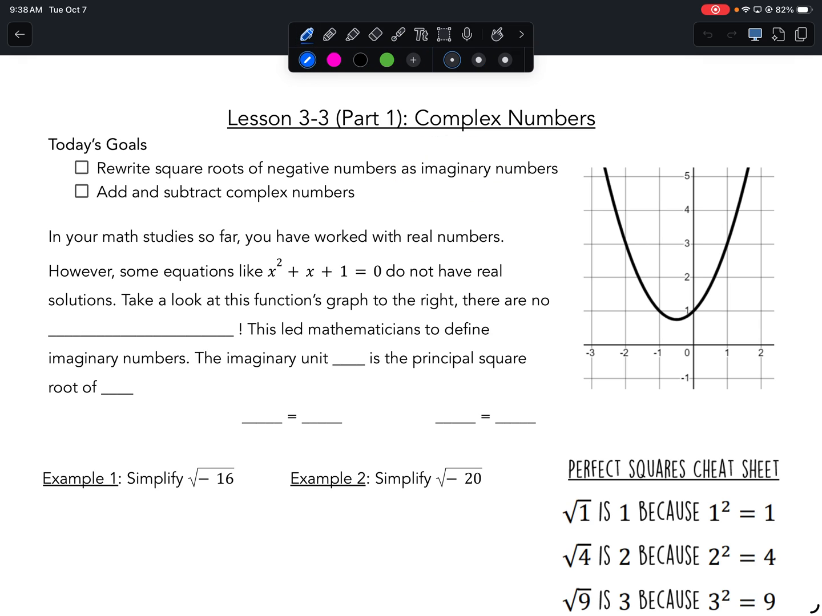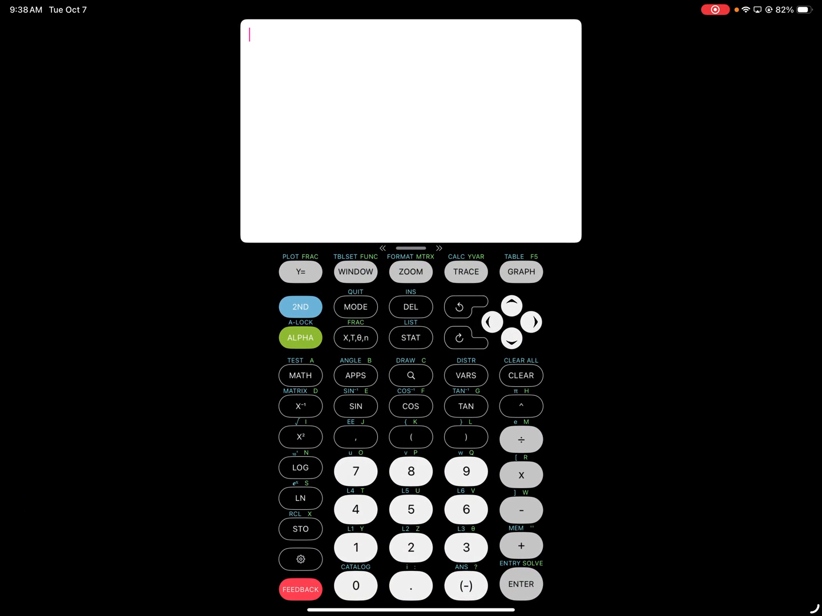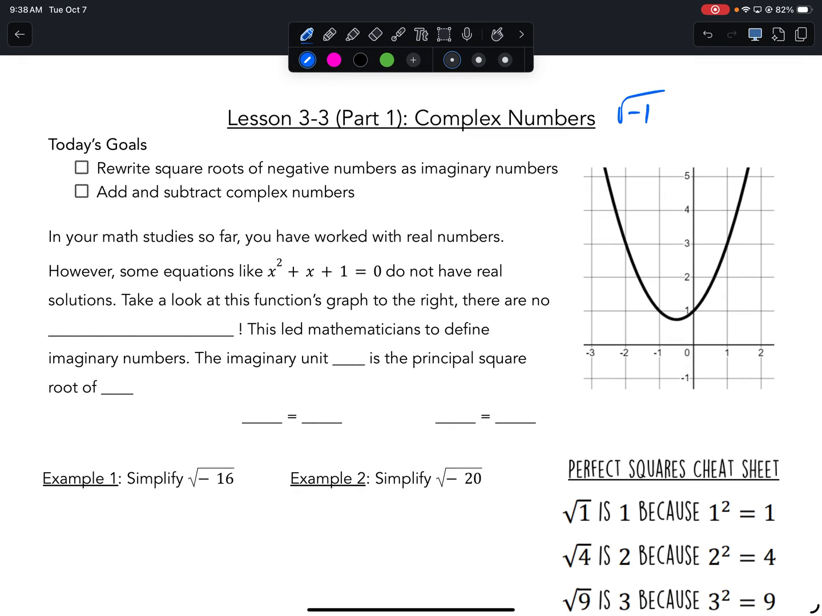So the key concept there is that we had to figure out how to deal with the square root of a negative, because if you put that in your calculator, so square root of -1, you get an error message, non-real answer, because the answer is imaginary. So when we do the square root of -1, they came up with the fact that that is i. Okay? So we're going to also add and subtract complex numbers.